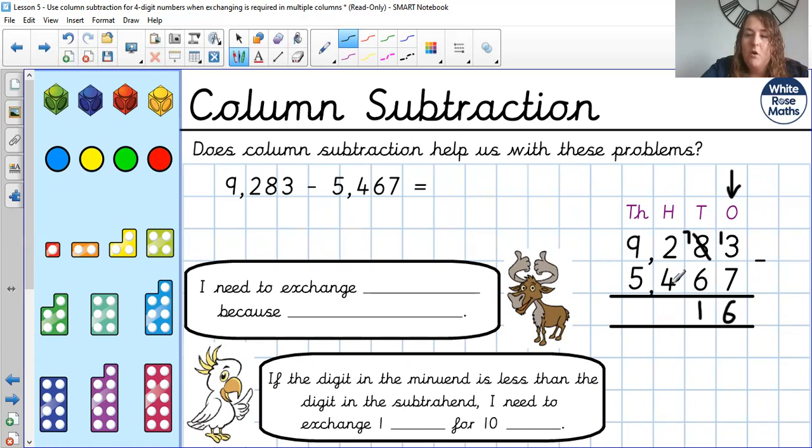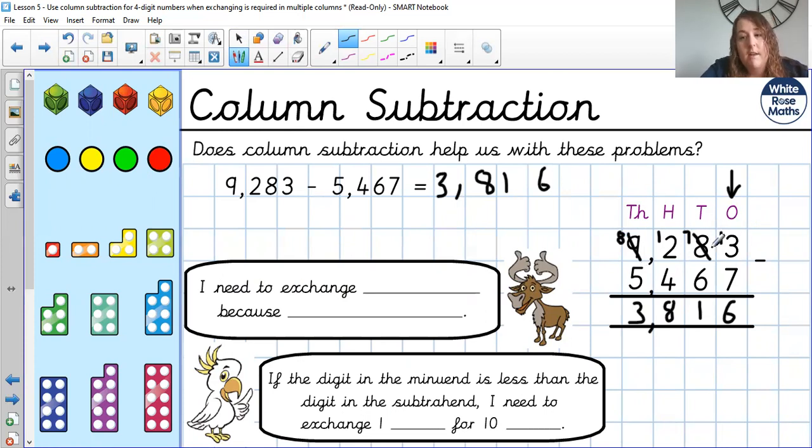2 take away 4, I can't do that, so I'm going to need to exchange again. So 9 crossing out to leave an 8. Popping my 1 in to make 12, and then 12 take away 4 is 8. And then 8 take away 5, or 5, 6, 7, 8 leaves me with 3. So our answer for this question is 3,816.